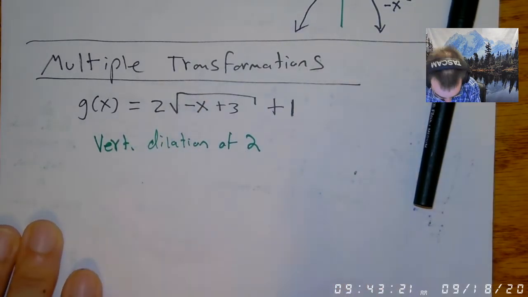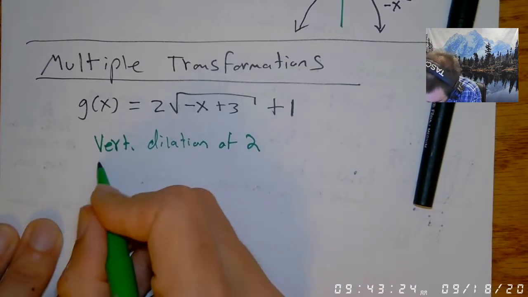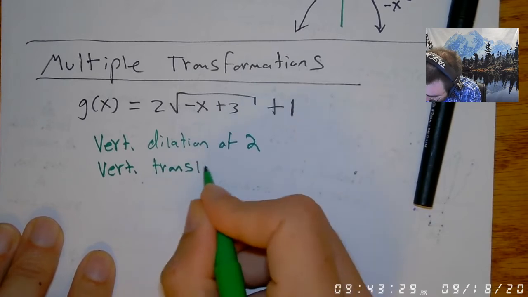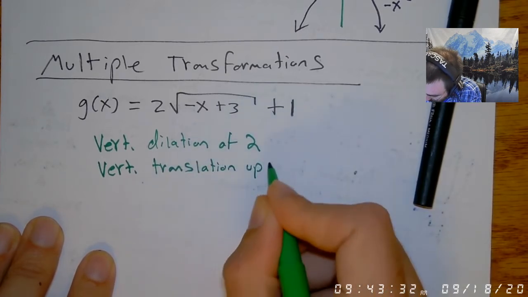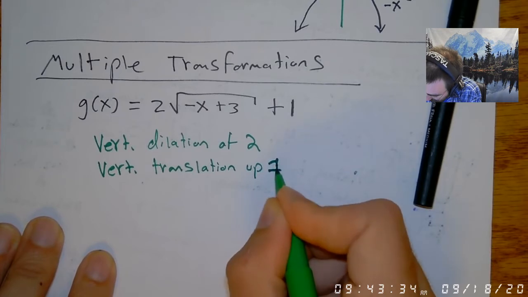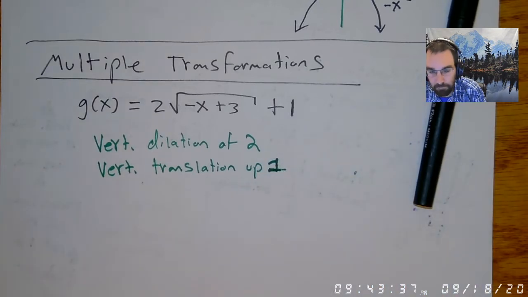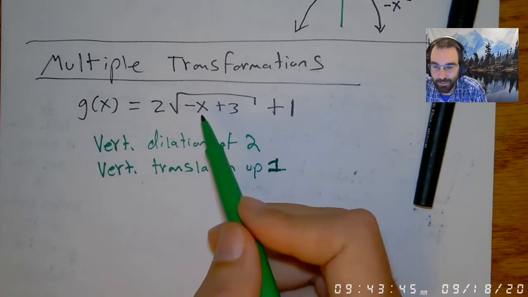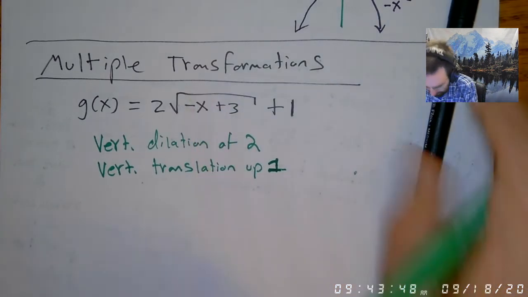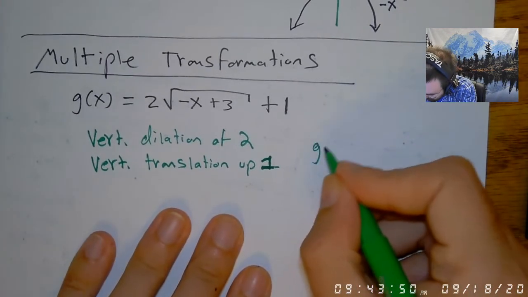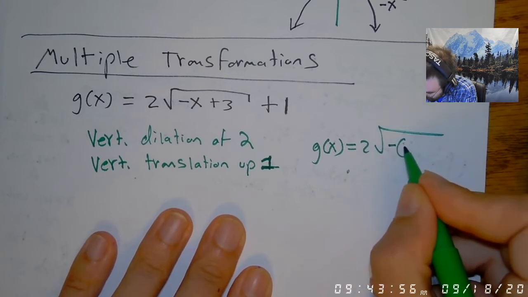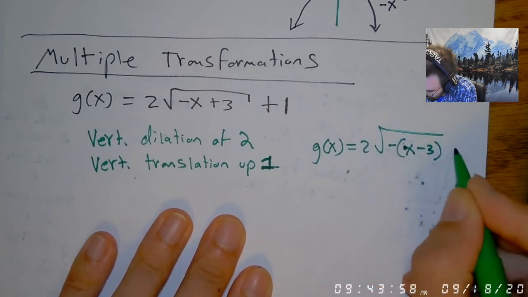Vertical dilation of 2, and then I'm also going to have a vertical translation up 1. Make that 2 into a 1. Okay, and then the inside is more difficult because I can't start right away, since this isn't 1, so I have to factor that out. So if I factor that out, I get 2, and then I'd have negative x minus 3 plus 1.